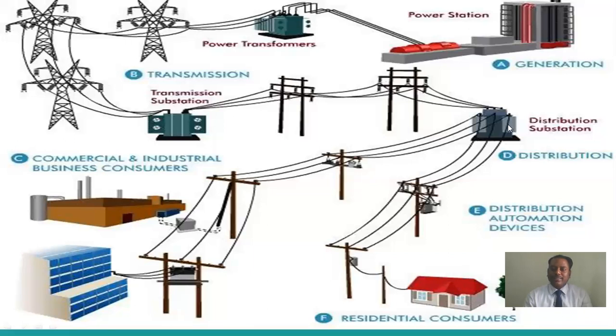So in this regard, the distribution system commences from the distribution substation onwards to the end consumer. In this paper, on electrical distribution systems, we are going to analyze the part from the distribution substation onwards up to the end consumer's property.